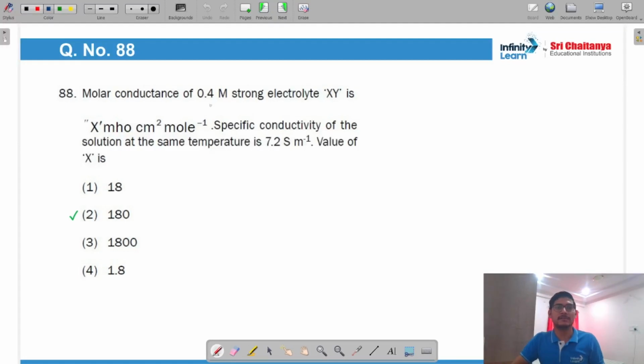Molar conductance of 0.4 molar strong electrolyte is X. Specific conductance of the solution, again you can use this formula. So you can calculate, okay. So this will come out to be this one.